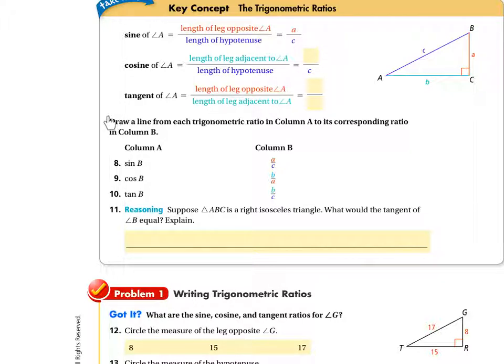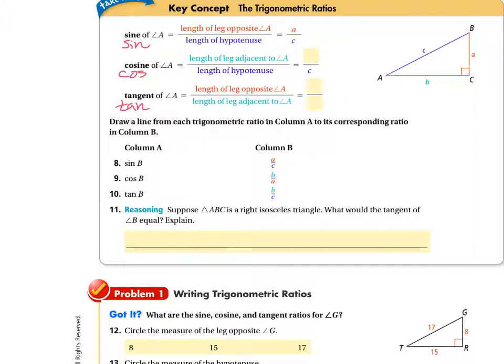And so we have developed what's called trigonometry. And three of the trig functions are called sine, cosine, and tangent. It's just their names. The shortened form for sine is S-I-N. The shortened form for cosine is C-O-S. And the shortened form for tangent is T-A-N. And so you'll see me using those a lot.